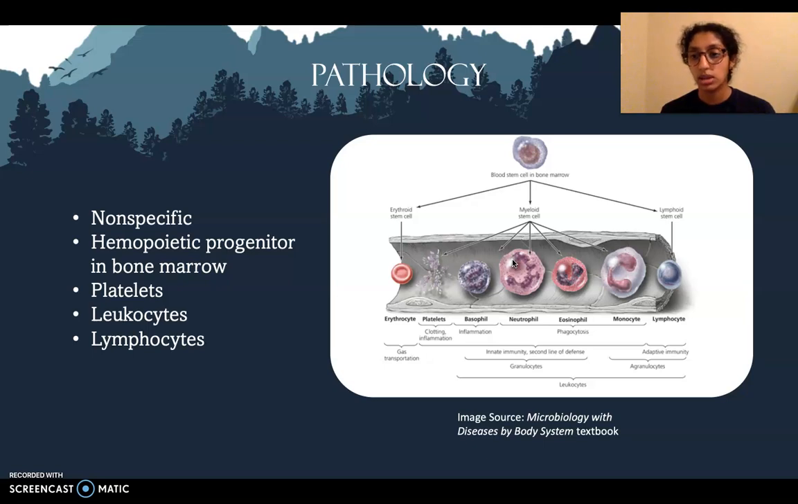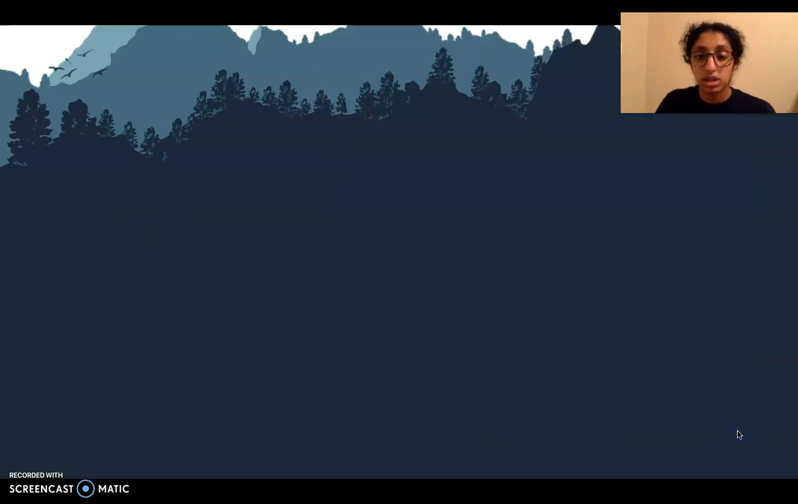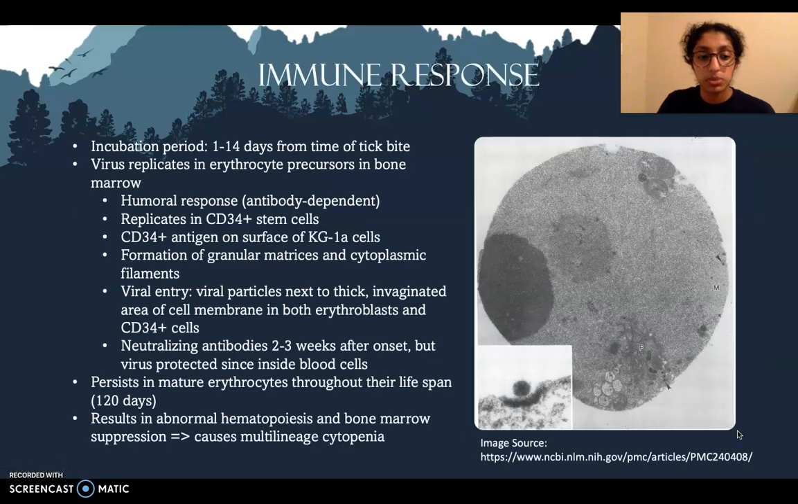And so about the pathology, like I discussed, it infects our hematopoietic progenitor cells in the bone marrow, and so as a result, you'll see a decrease in all these cells, and it's nonspecific. Immune response, so incubation period occurs about 1 to 14 days from the time of the tick bite. The virus replicates in our erythrocyte precursors. The virus specifically targets CD34 plus antigens, which are on the hematopoietic cells.